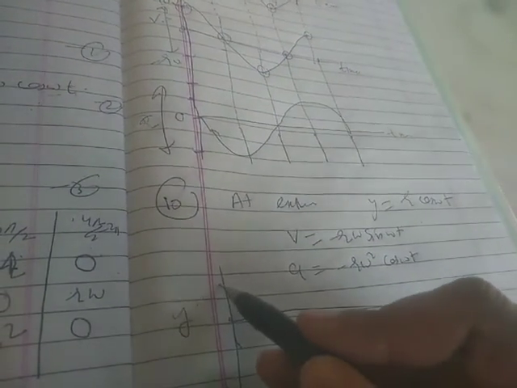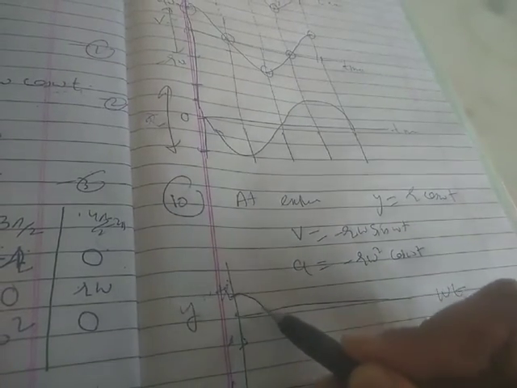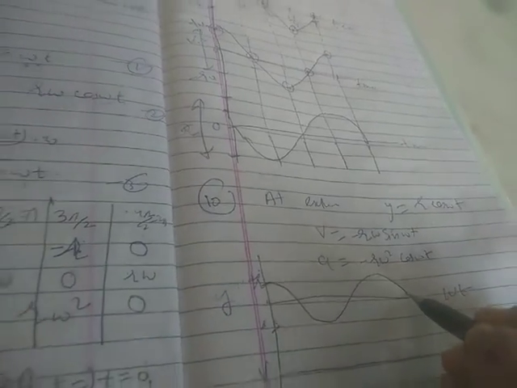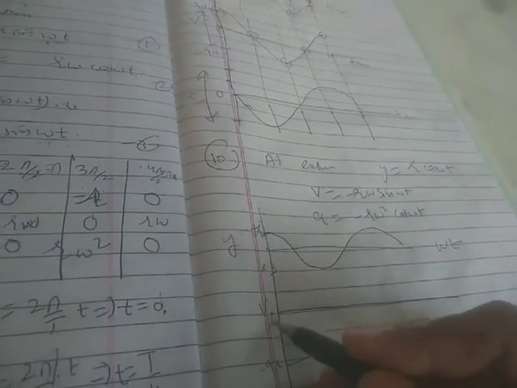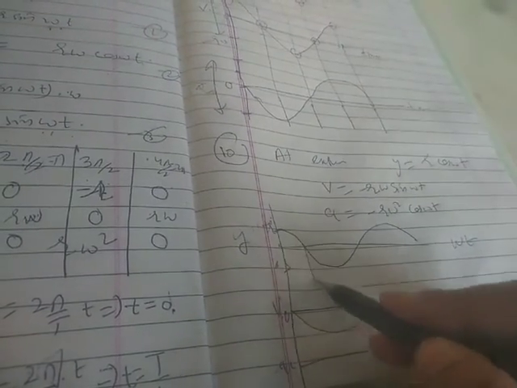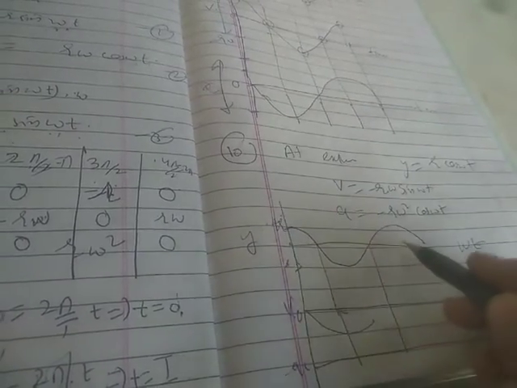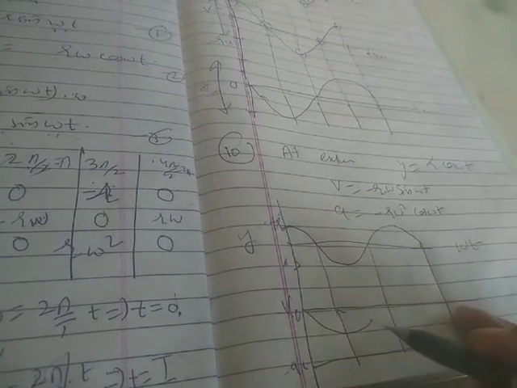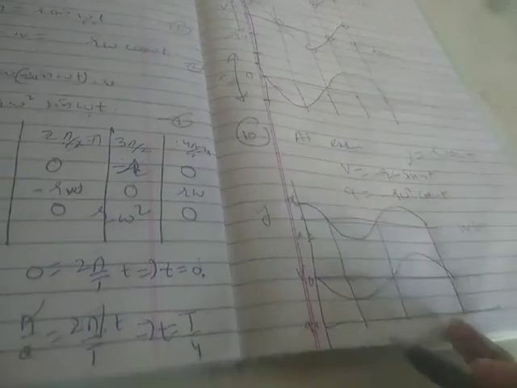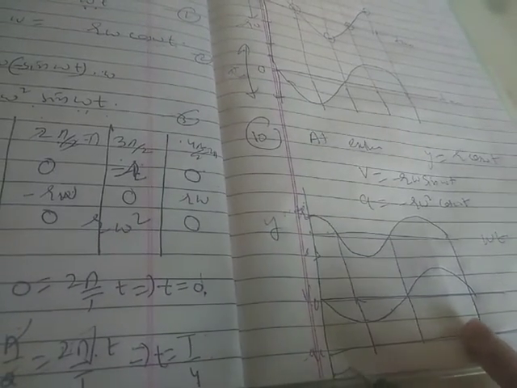This graph will become like this. Here it will be plus r, minus r. It will be like this. You can try by yourself. Similarly for velocity, it will first go downside. Then like this. Similarly for acceleration, it will start from the negative like this.